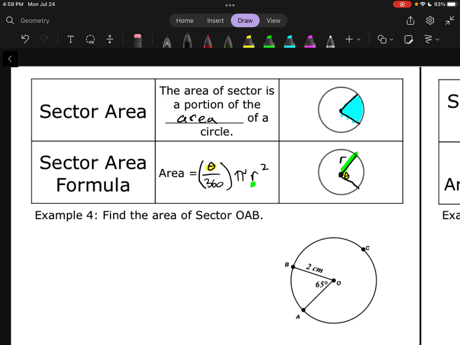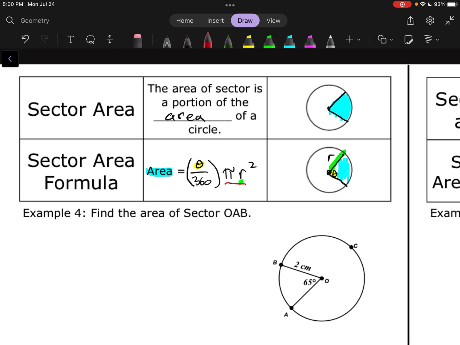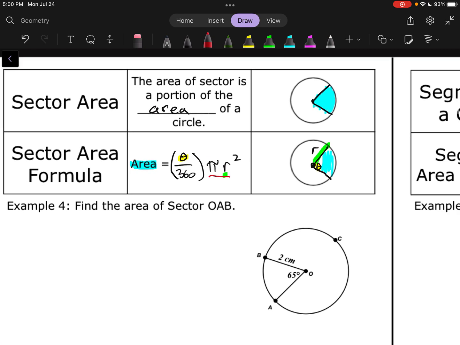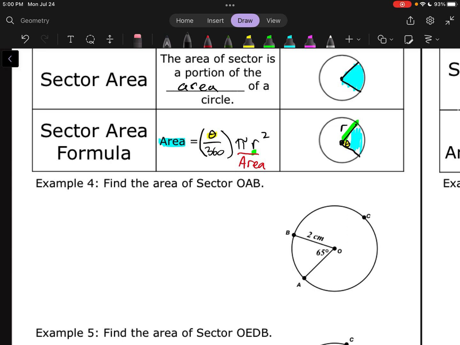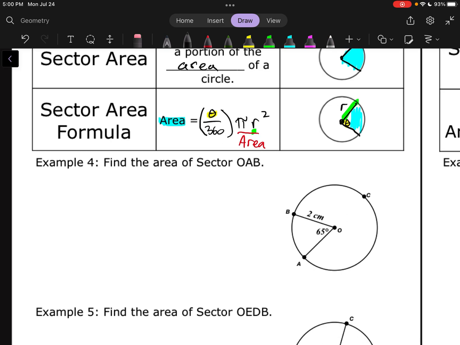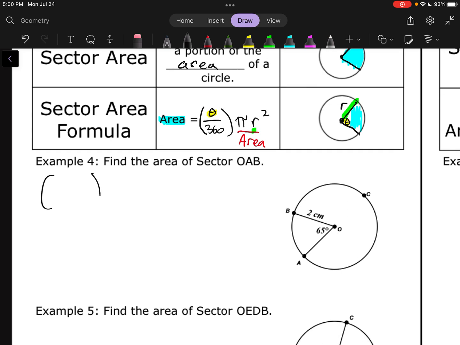And that will find us the actual area inside there. Because once again, that theta over 360 represents the amount of the circle that we want, and then the pi r squared represents the area of it. So very similar, only difference here is going to be that we do the pi r squared instead of the 2 pi r. So let's give it a shot.